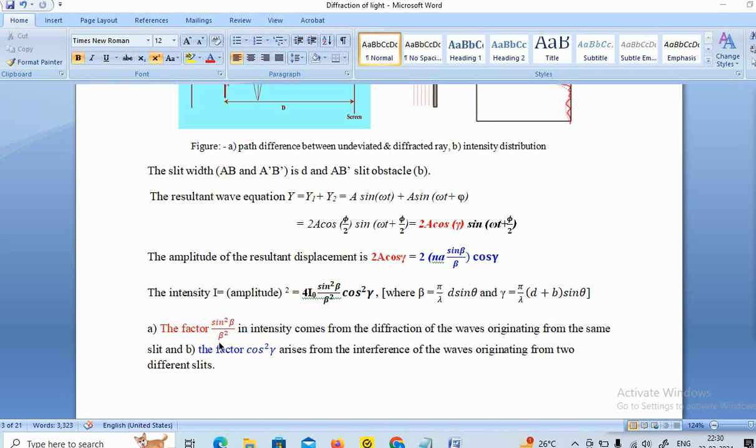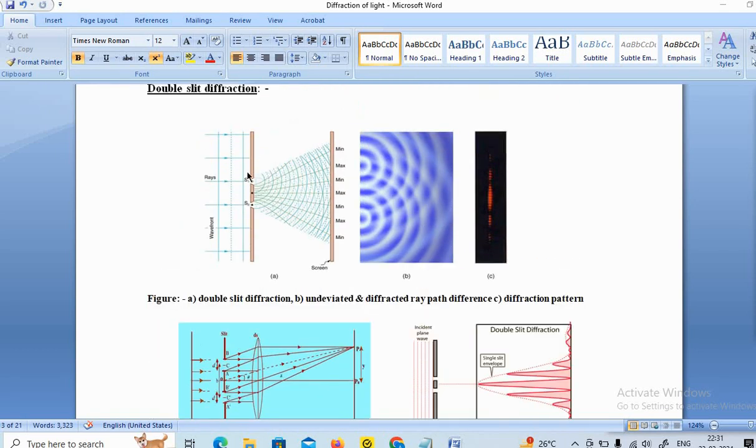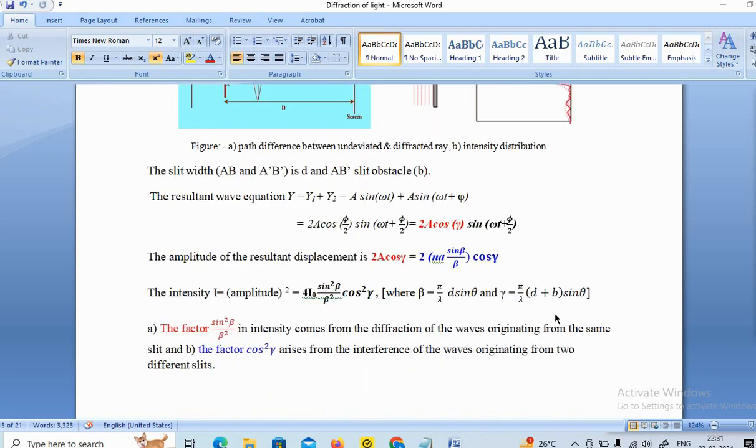Now the most important part: the factor sin square beta by beta square comes due to the diffraction from the individual single slits. And the cos square gamma part, which is actually the cos square phi by 2 term, comes due to interference from two different sources. The two sources act as coherent light sources, and the individual slits act as sources of diffraction. So obviously they will overlap with each other.